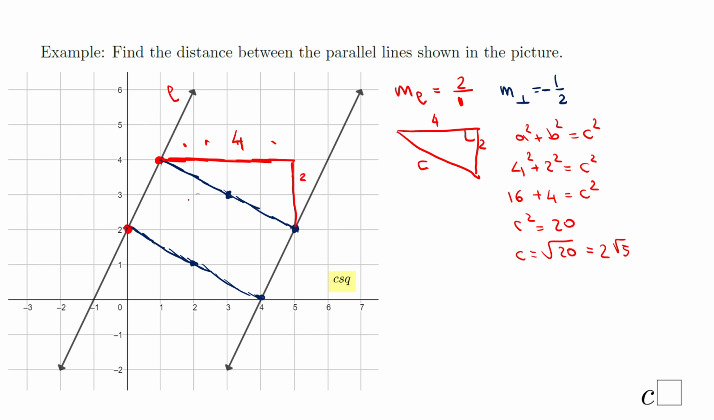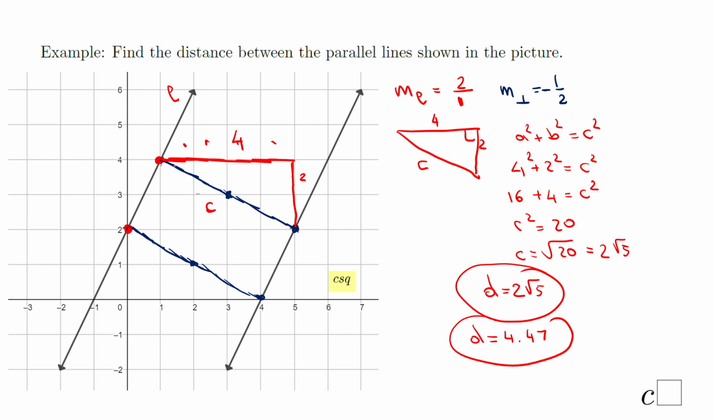But this c, ladies and gentlemen, is the distance. I'm going to call it d, between these two parallel lines, 2 square root of 5 units. If you want to simplify this one, I have 4.47 on my calculator. This distance is 4.47, or 2 square root of 5, and the other one is the same thing. And you see the graphical approach works very nice here.